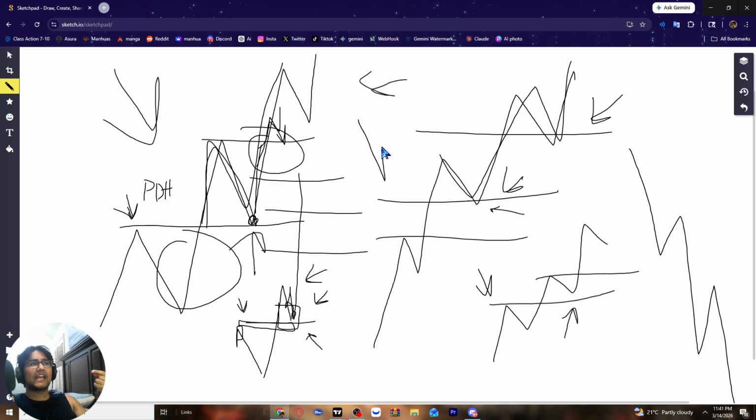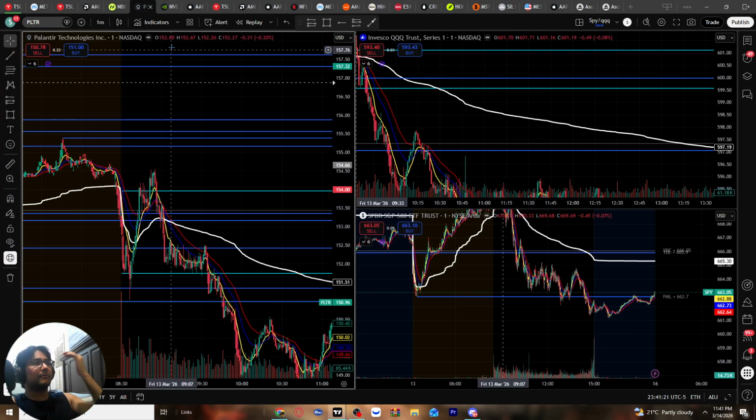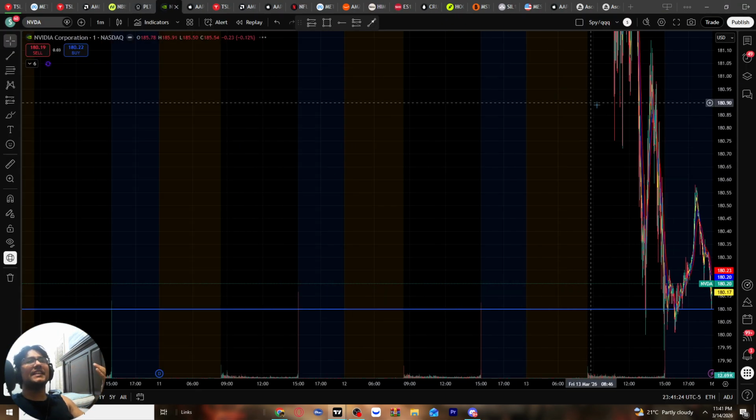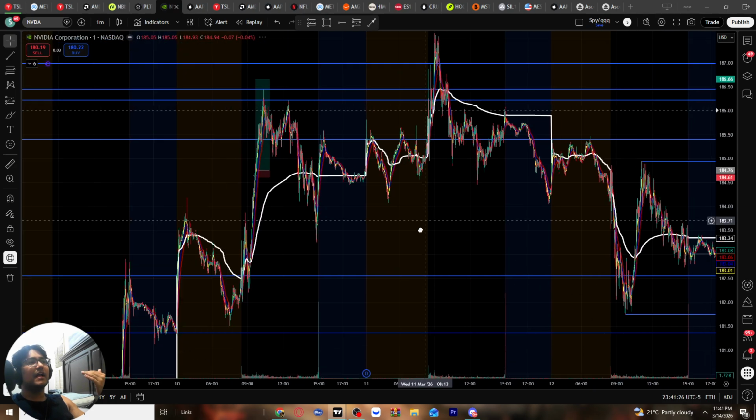Of course, it won't look as clean as this, but being able to identify it is how you find A plus setups, right? Because in those higher probability market conditions, you can get the easiest trades in options, especially. Nvidia, this trade's a good example, right?